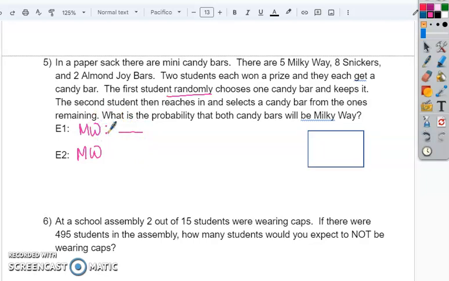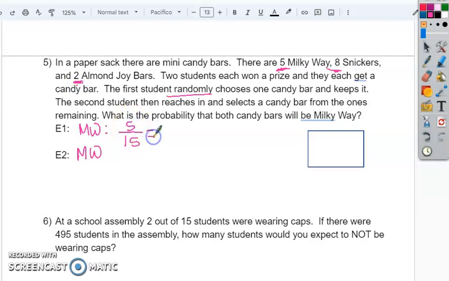So remember, we need a total on bottom. We are going to do this Milky Way and then another Milky Way. So how many are there total? 5 plus 8 plus 2. 5 plus 8, 13 plus 2, that's 15. How many are Milky Way?